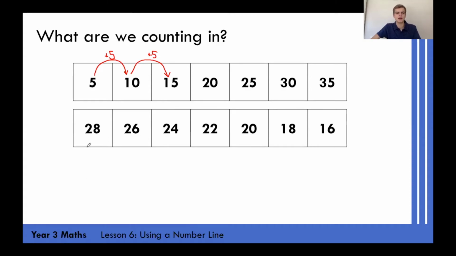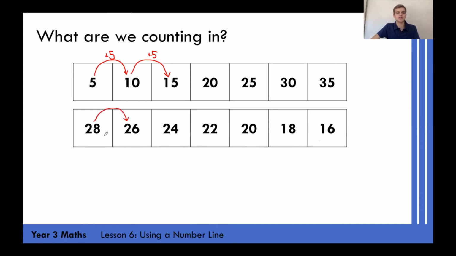And these numbers are 28, 26, 24, 22, 20, 18, 16. I wonder if you can work out what number I am counting up or down in on this number track. Now, it's fairly obvious that in this one we are counting down because the numbers are going down, they're getting smaller. Let's work out then what we're counting down in.